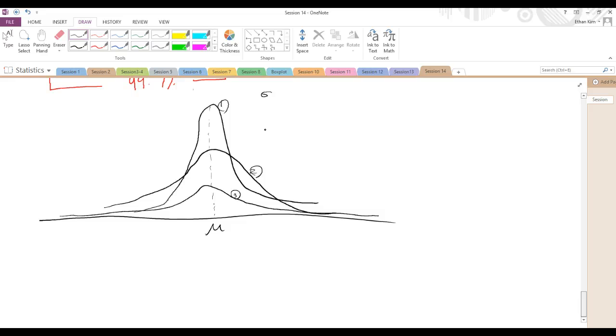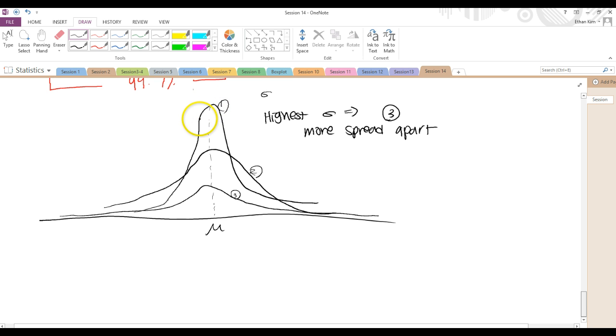Well, the highest standard deviation is obviously number 3, because it's more spread apart. And again, a higher standard deviation says that it is more spread apart. It's wider than the other ones.